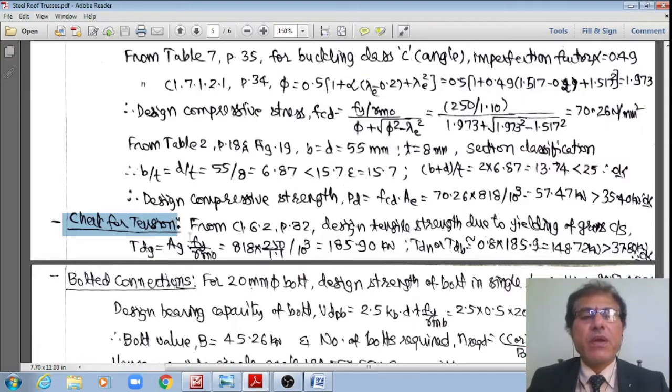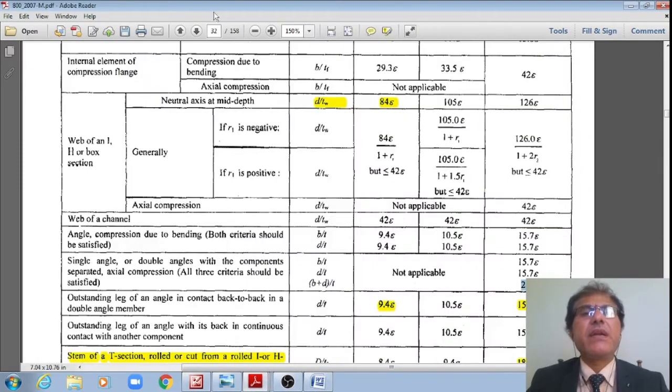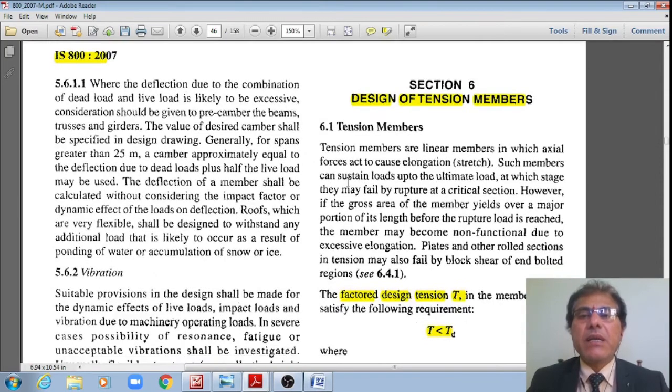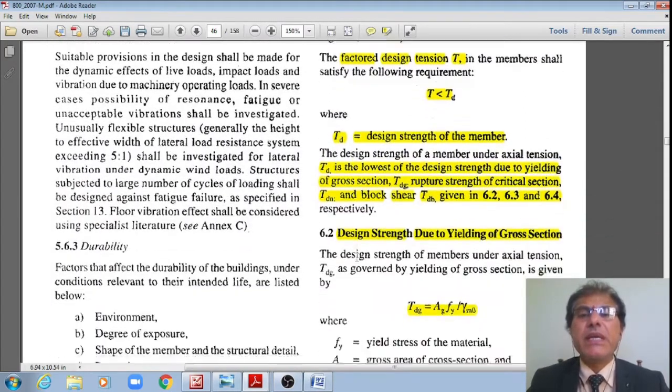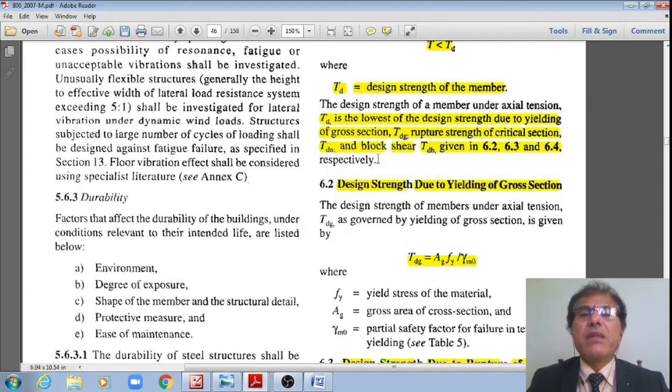Now I'll go to page number 32, the design of tension member, wherein T should be less than TD, which is governed by three criteria. One is the design strength due to yielding of the gross cross section, TDG. The second is rupture strength at the critical section, TDN. The third is block shear, TDB.